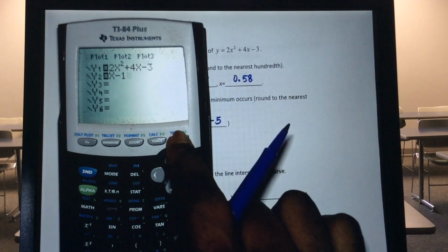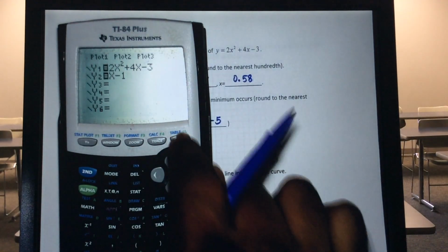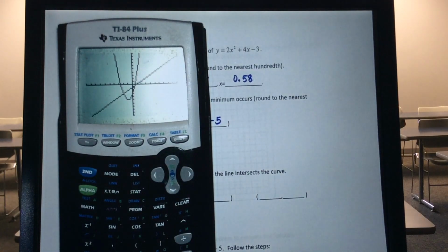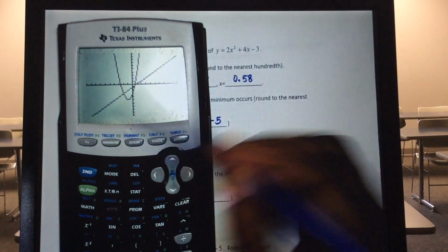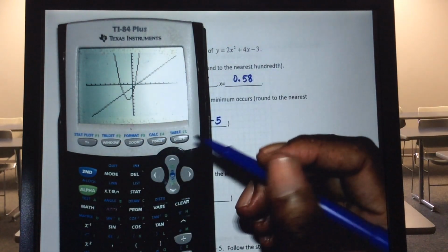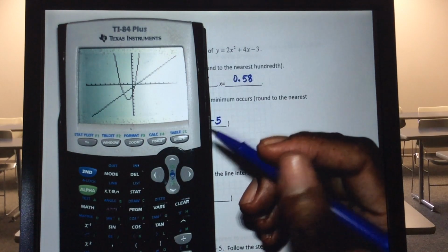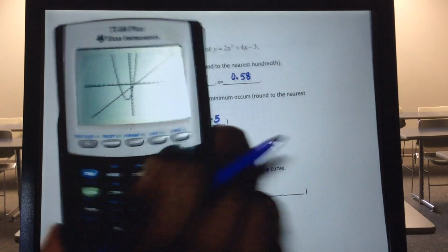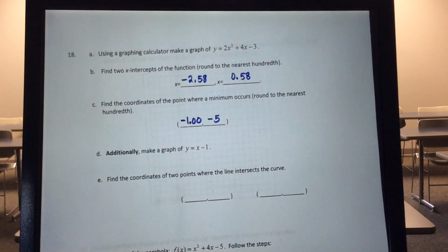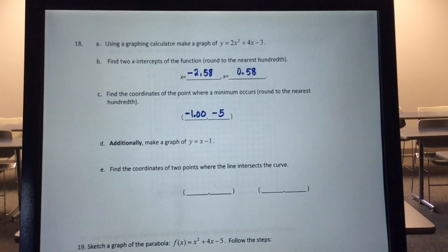And again, if you want, you can go ahead and press graph. You'll see that it draws in the line, the graph of the line y equal x minus 1. That's part D. Now part E is finding the coordinates of the 2 points where the line intersects the curve.